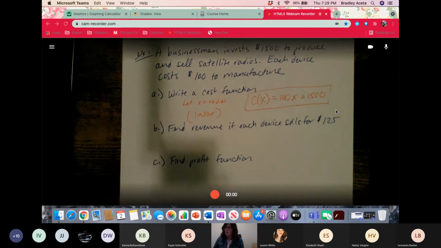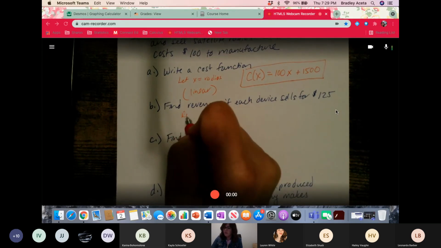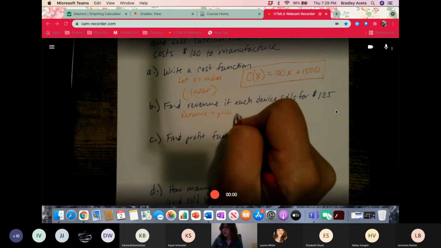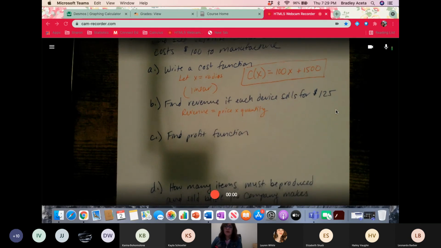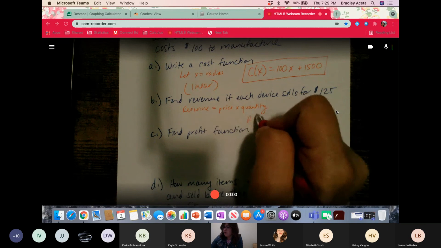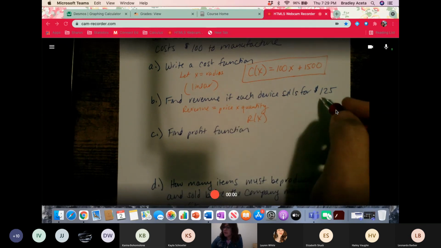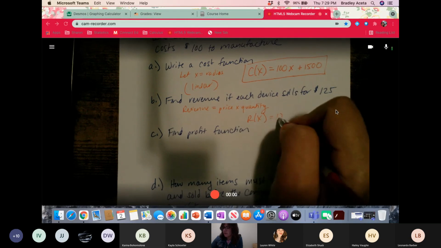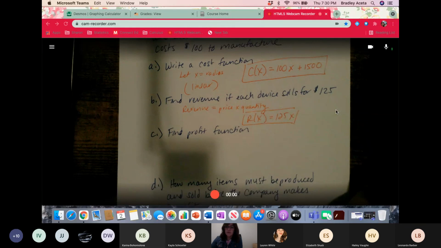Now, revenue. We've done revenue before too. Revenue is equal to price times quantity, and usually we use R of x. So R of x, if we're going to sell each one for $125, would be a price of $125 times x of them. That would be our revenue function.